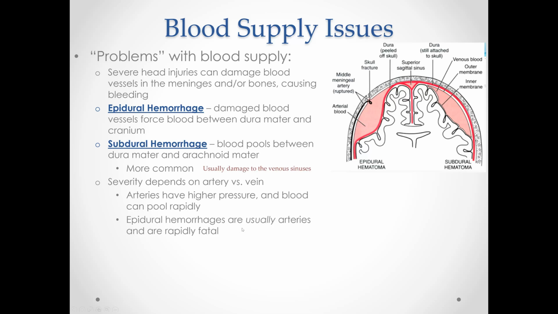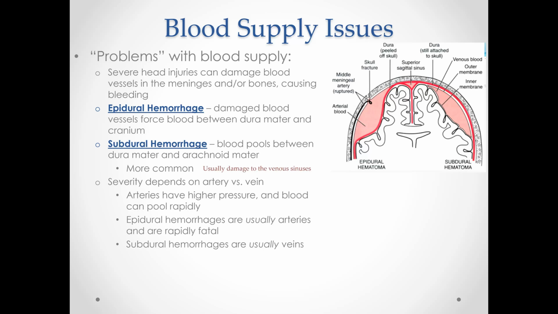So epidural hemorrhages are usually arteries, and these are rapidly fatal. So an untreated epidural hemorrhage is 100% fatal, actually. Subdural hemorrhages are usually veins, so these are slower. They can develop over time, and these are dangerous just because people don't know they have them.